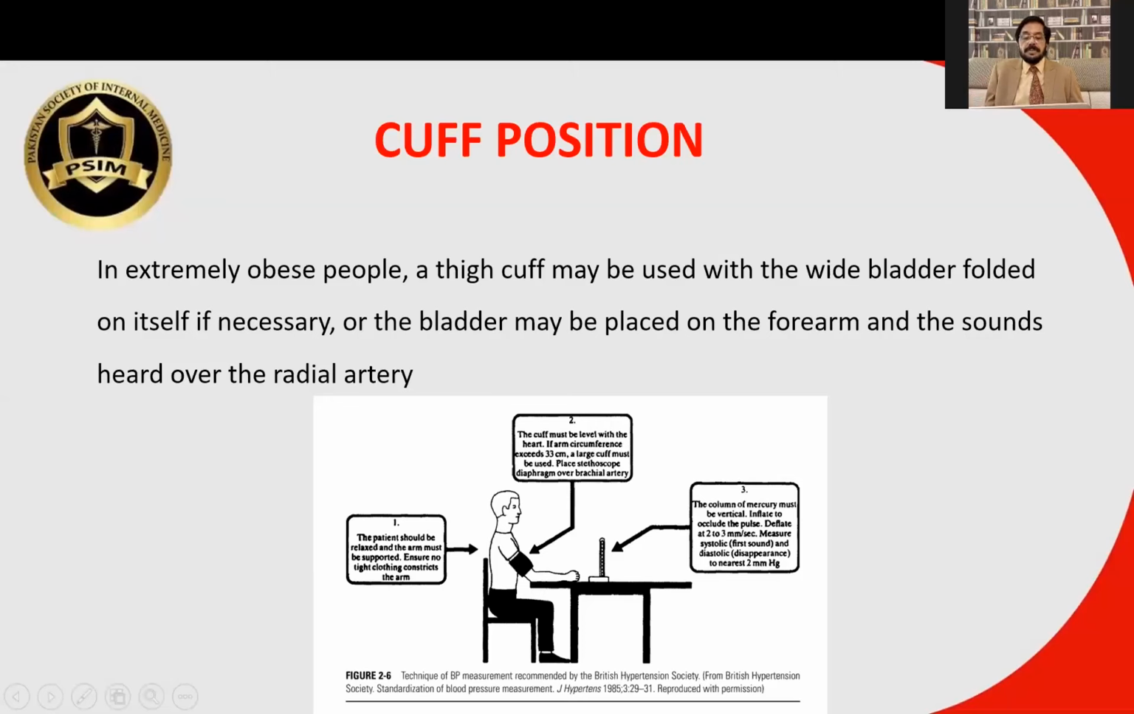So I have given you one of the figures. The patient is sitting comfortably, using the back of the chair, legs are not crossed, and he appears to be comfortable. His arm is exactly at the level of the heart, just by the side. And similarly, he is holding the forearm on the table. So these four or five things are very, very important.